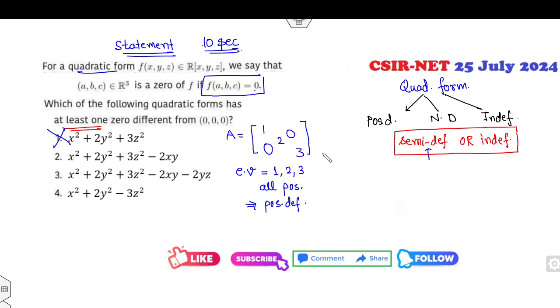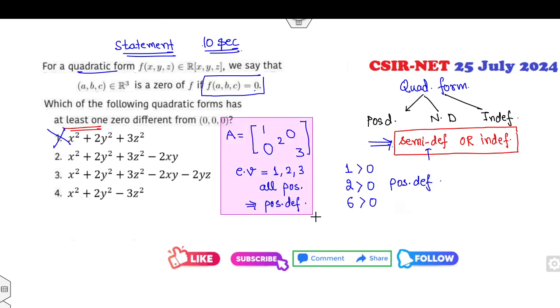Second method, you can find the principal minors. The first principal minor is 1, which is greater than 0. The second principal minor is 2, greater than 0. The third principal minor is 6. All are greater than 0. That means this is positive definite, but we need a semi-definite. The first option is cancelled.